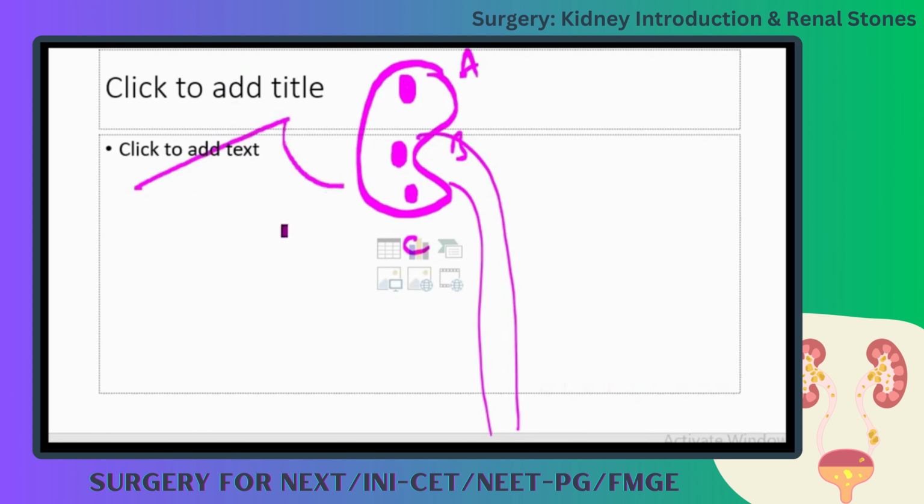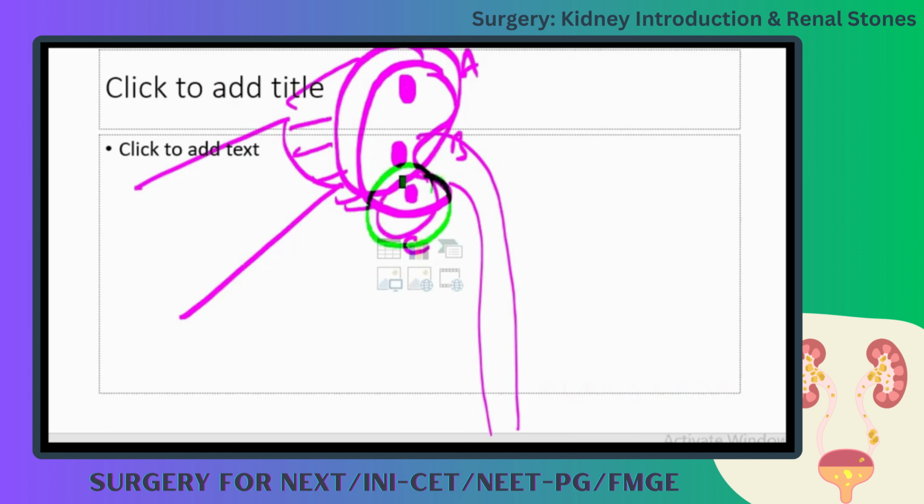You are giving shock waves from here, outside. Which is easy? The stone A and C should be easy because it's on the periphery. No. Stone A and B are easy and C is difficult. Why is it difficult? Because of its lower anatomical location, lower pole anatomy.